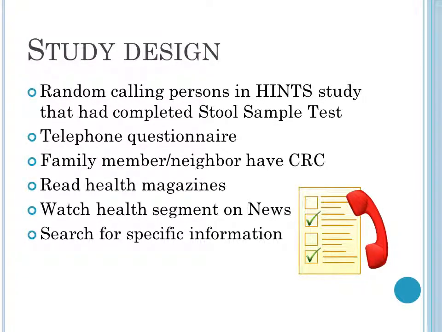The study design was a secondary analysis. It randomly called persons in the HINTS study that had had the stool sample test. Persons that answered the phone would be asked if they would participate in a telephone questionnaire. They were asked if they had a family member or a neighbor or friend that had had colorectal cancer. They were asked if they read health magazines or watched the health segments on the news, or if they searched for specific information, such as on the internet.